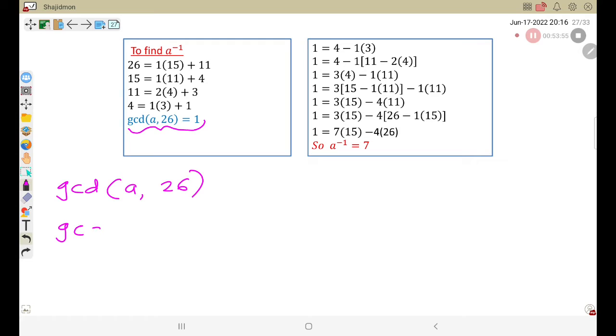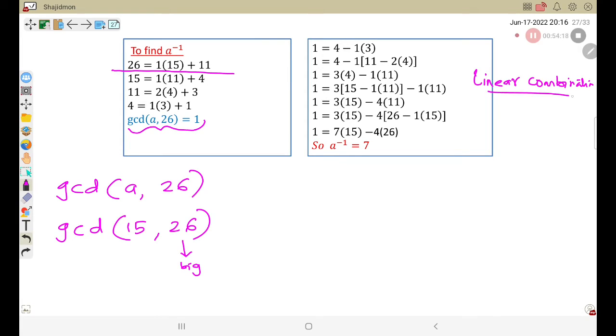That means the GCD of the number A and 26. What is A here? 15 and 26. So you need to do it step by step. Out of these, 26 is the bigger number. So 26 equals 1 times 15 plus 11. You remember we discussed this in the earlier section. After that, write the linear combination. This part is the linear combination.